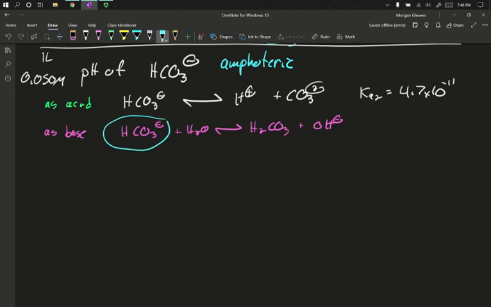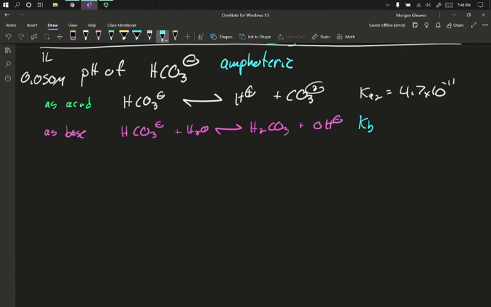As a result, we have to write our equation a little bit differently. Our base is going to steal H plus from water, make some acid, and make some hydroxide. When we have a pure weak base in solution, this is how we have to think about going backwards for it. Well, that means we need a Kb. We need a K for this acting as a base. How do we get that?